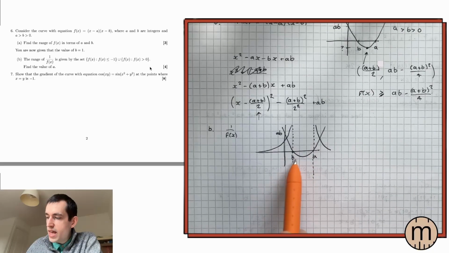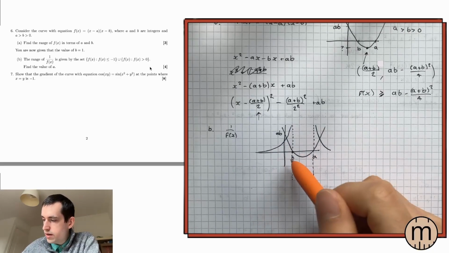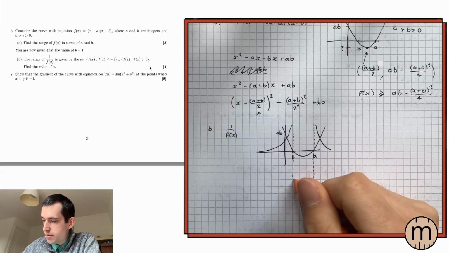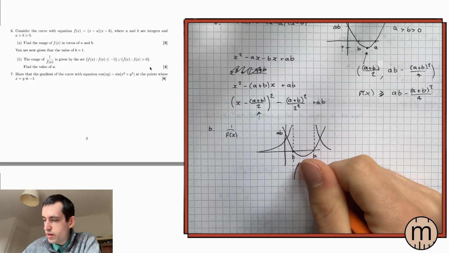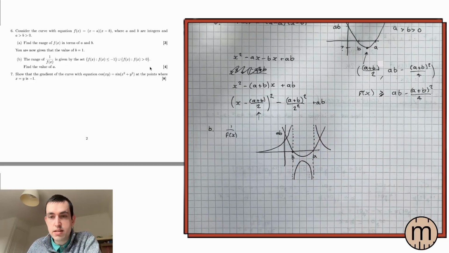What's going to happen over here? Well, the point B and the point A are going to be asymptotes. So the curve is going to start really low at minus infinity here and here. What's the only way to finish it off? Well, the only way is to connect them together.